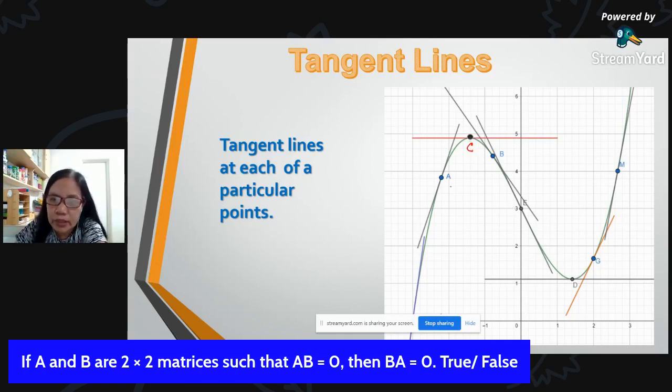As you can see, for point A there is a tangent line. For point B there is also a tangent line here. For point E, here is the tangent. For point G, this is a tangent. And for point M, here is also the tangent line. For point C, which is the peak, we have the horizontal line, and for the trough, which is point D, we have also a horizontal line. So there is a tangent line to each point on the curve. Okay?